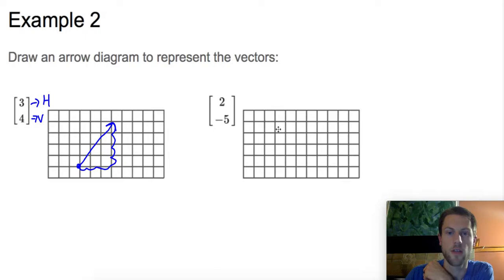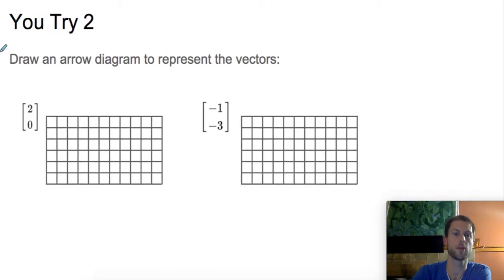With this vector here, same thing. Let's start it right here. And I'm going to go over 2, 1, 2, and down 1, 2, 3, 4, 5. This is where I'm going to end. This is the vector given by these components. So that's basically it. Really, you just have to remember that the horizontal's on top and the vertical's on bottom, and you're ready to draw these things.